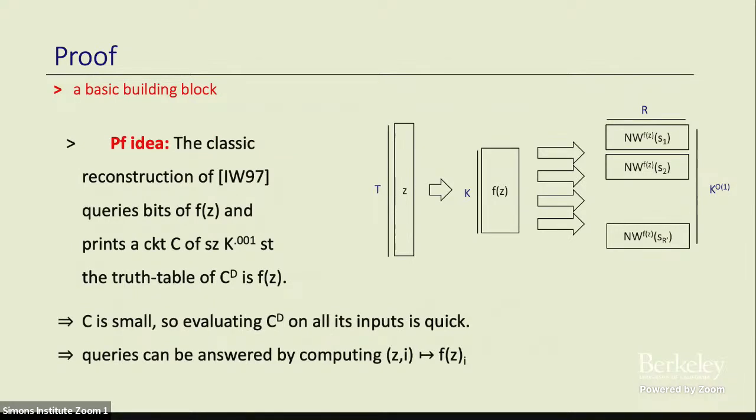The proof idea is that you use the reconstruction as a learning algorithm. Then you can learn a small truth table of F of Z, and then you can evaluate this small truth table, but I'm not going to talk about it in detail. This is some standard stuff in complexity, but you can check our paper for more details.